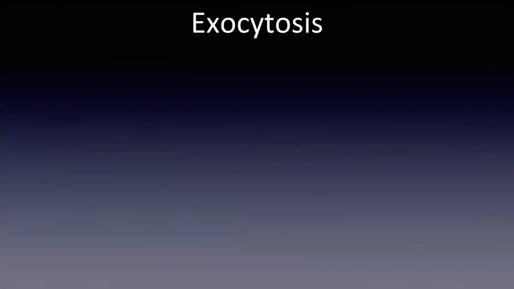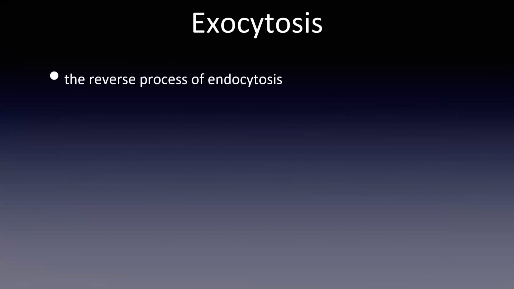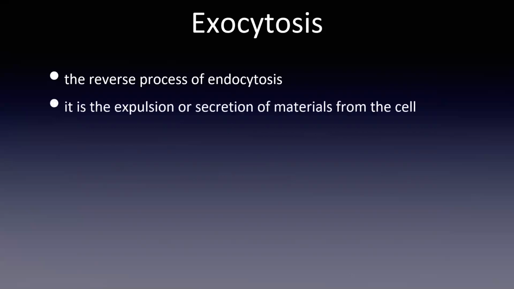Now the opposite can also happen. Instead of taking things into the cell, exocytosis is taking things outside of the cell. So exocytosis is exiting the cell. Endo is bringing into, exo is exiting. So it's the reverse process of endocytosis. And instead of taking things in, it's expelling, getting rid of, or secreting materials from the cell.